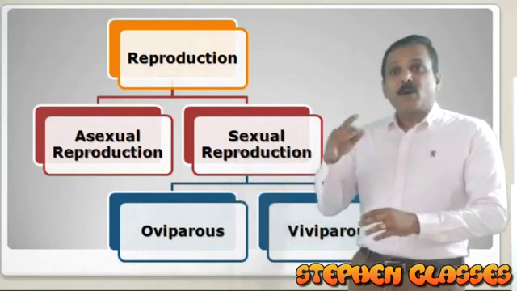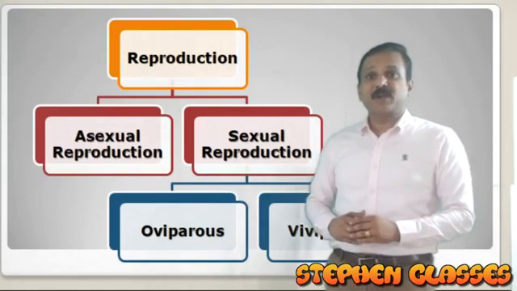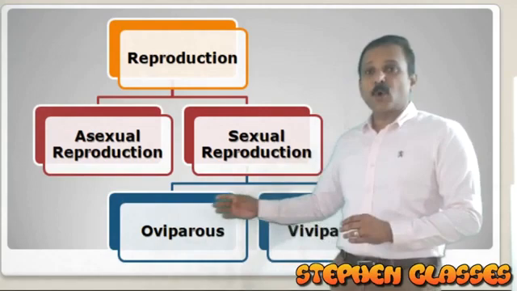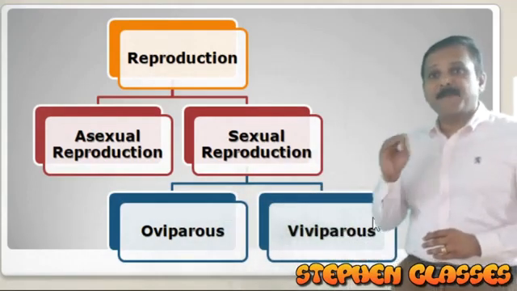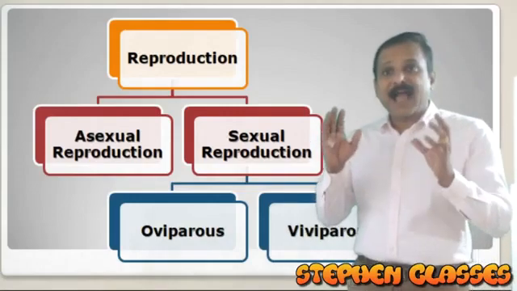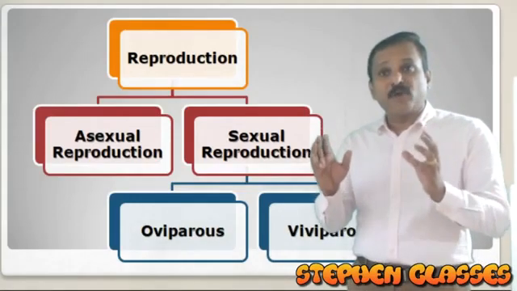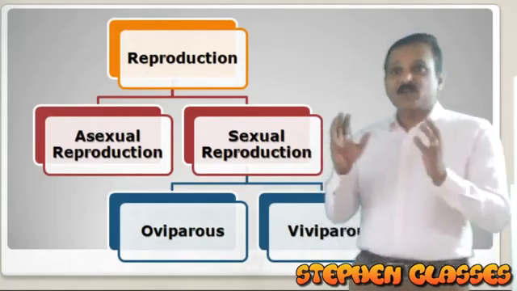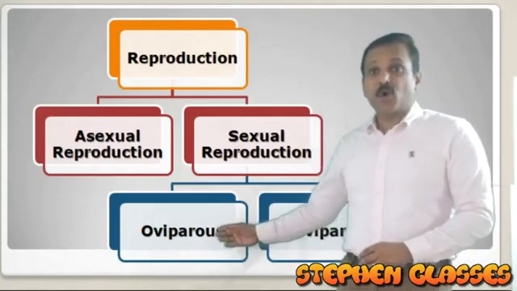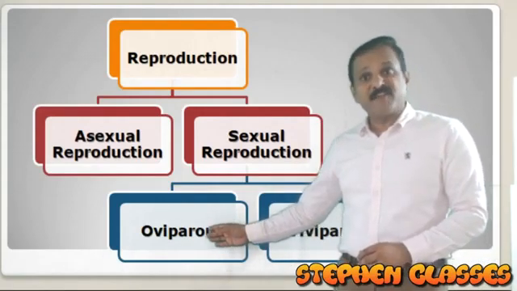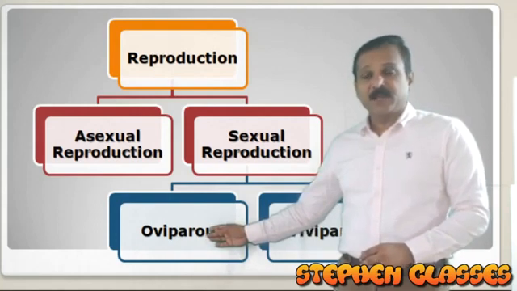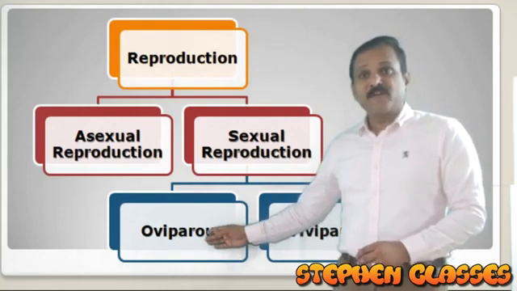Now, what are the different ways of sexual reproduction? Sometimes it is oviparous, sometimes it is viviparous. What do you mean by oviparous? Egg-laying animals are said to be oviparous. Those animals which lay eggs are called oviparous. Birds, reptiles, amphibians are all oviparous, as you know, and most of the fishes are also oviparous.